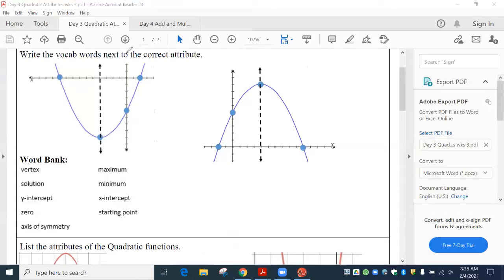The vertex is always going to be, dang, y'all start talking about eyes and my eyes are playing tricks on me all of a sudden.